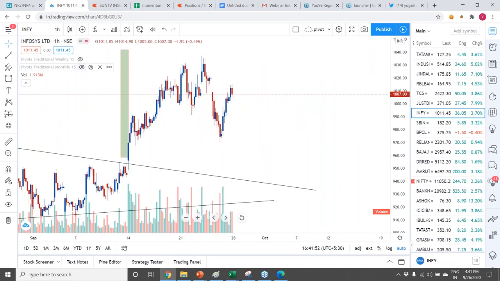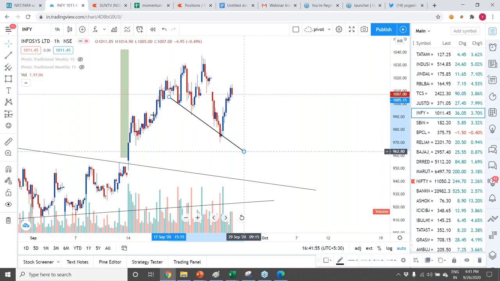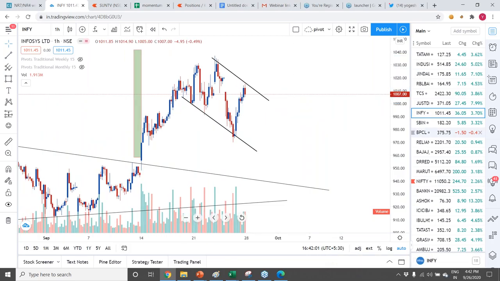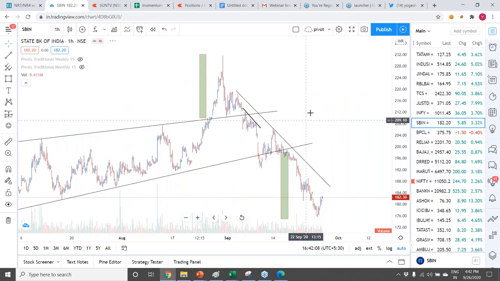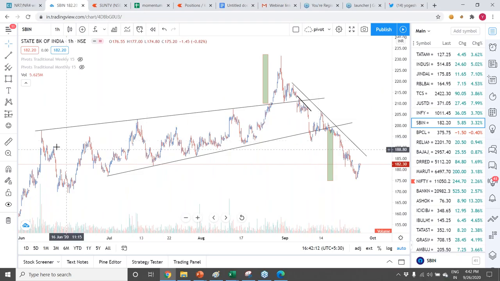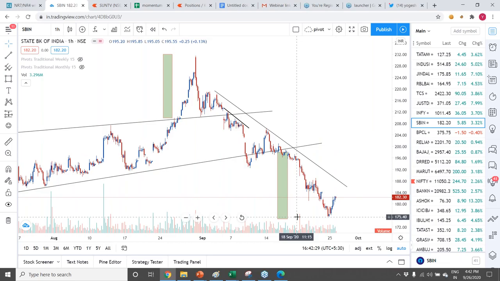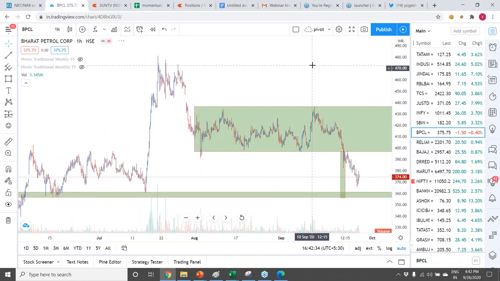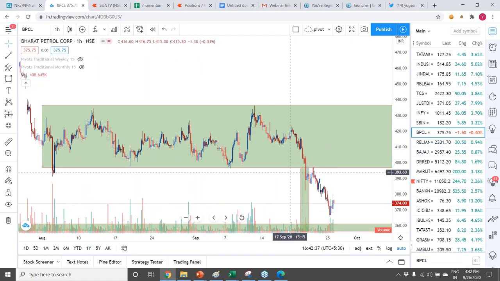Now is it forming any pattern over here? No, I can't spot any triangle or rectangle or anything. But see, it's downtrending, so let's wait. Now this was SBI, consolidating in this range for a longer time, and then finally broke out, achieved target, came back, false breakdown. Now here it gave a convincing breakdown, and then see exactly it came till target. Yeah. In BPCL recently there was this range breakdown.